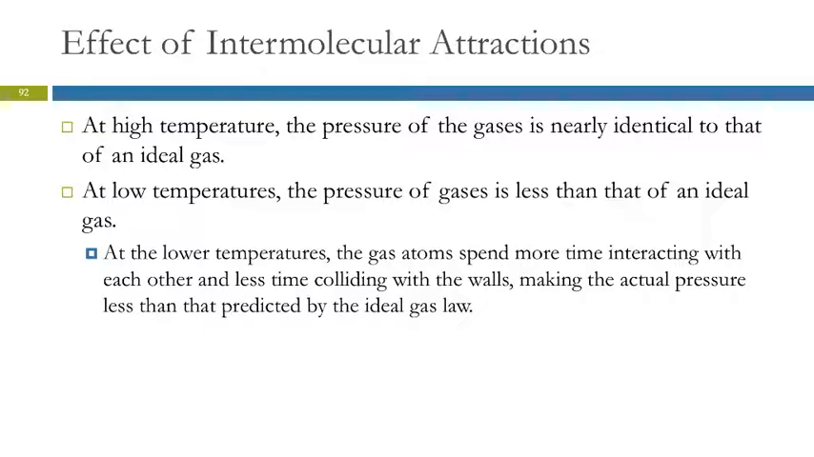At high temperatures, the predicted pressure of a gas is nearly identical to that of an ideal gas. But at low temperatures, the pressure is less than what we would expect. This is because at low temperatures, gas atoms spend more time interacting with each other. This isn't the greatest analogy, but it's the only one I can come up with. Actually, there's two of them.